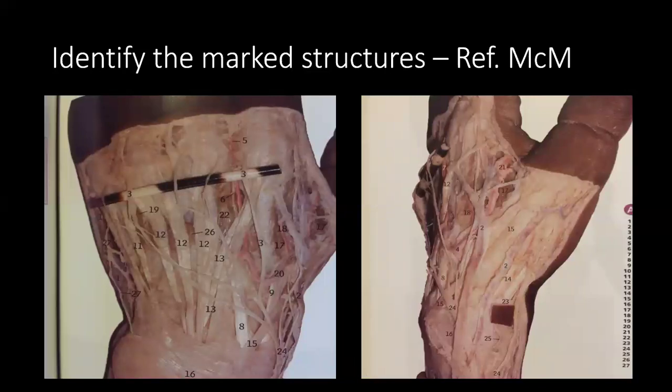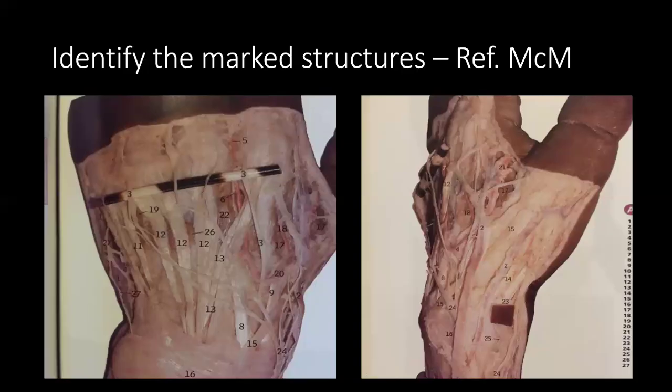In the proximal row from lateral to medial: scaphoid, lunate, triquetral, and pisiform. Sorry, ma'am. And the second row or distal row, from lateral to medial: trapezium, trapezoid, capitate and hamate. Okay.